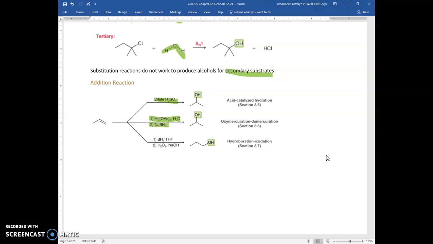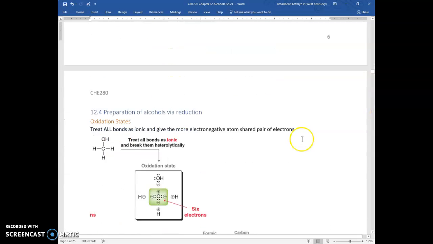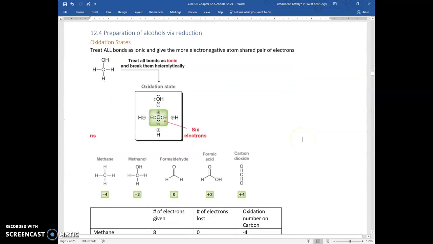Both of these processes will add the hydroxy to the more substituted carbon. If we want to add it to the less substituted carbon, we do the hydroboration oxidation reaction. We can also prepare alcohols via reduction.